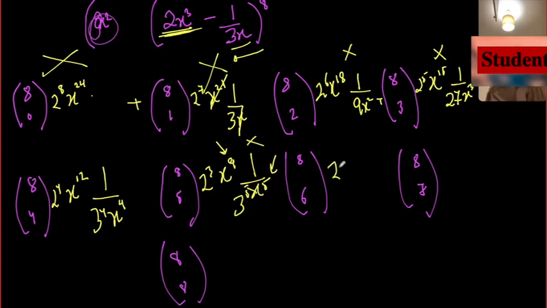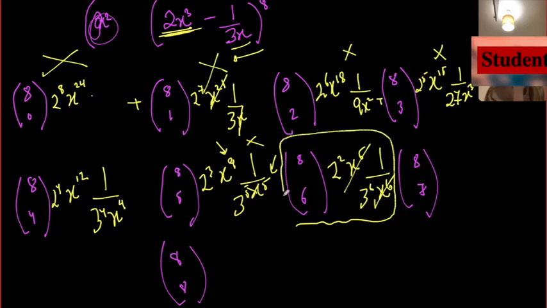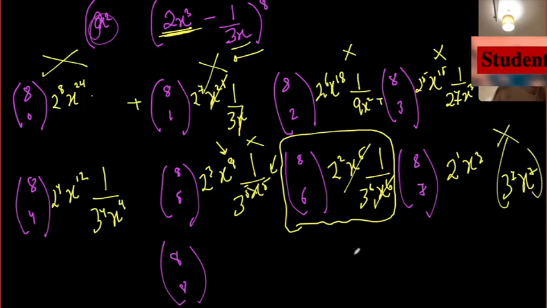Now 2 to the power 2 and x to the power 6. Now here see 3 to the power 6 and x to the power 6. So this will be cancelled out. Yeah. So this term will have no x. Are you happy with this? Yeah. But let's find the next one also. 2 to the power 1, x to the power 3, 3 to the power 7, x to the power 7. So this will have terms, so cancel out.